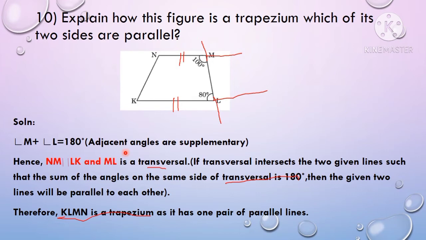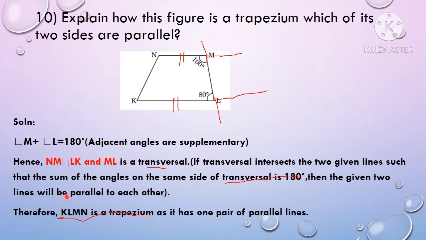Adjacent angles are supplementary. Then NM and LK are parallel lines and ML is a transversal. And you can write in a bracket, the angles formed on the same side of a transversal is equal to 180 degree. You can write this like this. You can write in simple words. For your understanding, I have given these explanations.